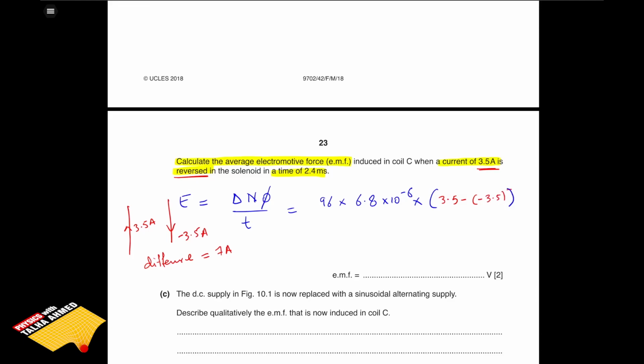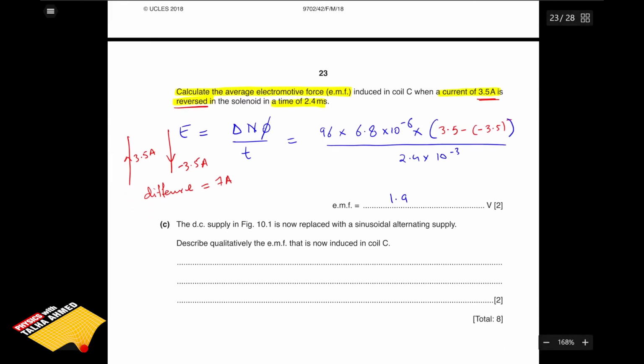So, once we are done with that, we are just going to divide the whole thing by time, which was 2.4 milliseconds. So write that down in seconds. And then once you calculate the answer, you will get your EMF in volts, which is 1.9 volts.